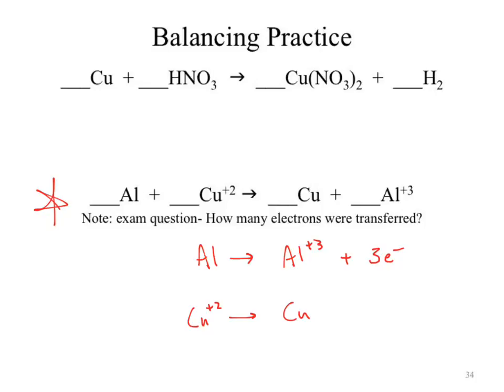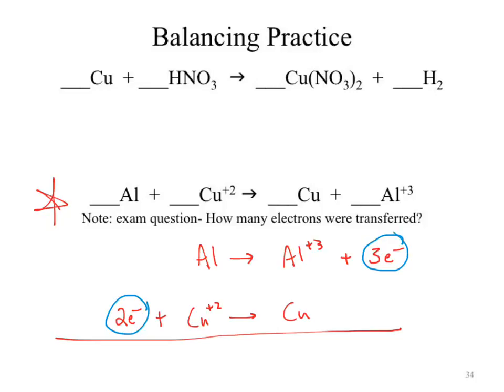Okay, are we good with that? We can now move to our copper. Copper plus 2 to copper. Is that balanced? No. To balance it, what do I need? I need 2 electrons on the reactant side. Here's your trick. When we add these 2 equations together, my electrons must cancel.